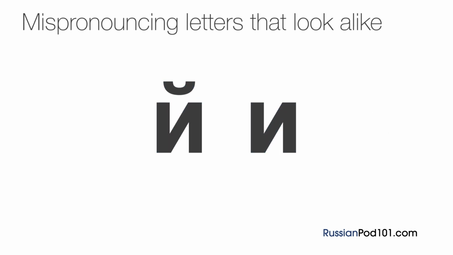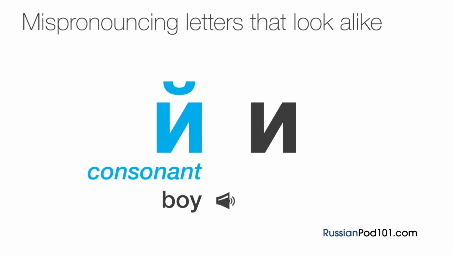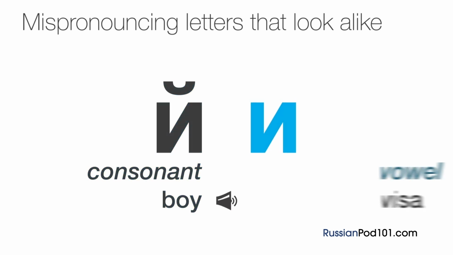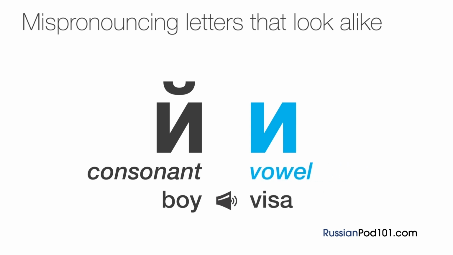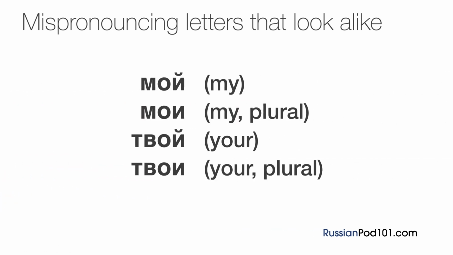Й, И. Many letters in Russian look very similar, and this can be a difficult problem for new learners. This is particularly true for these two letters. Й is a consonant, and it sounds like the Y sound in boy. И is actually a vowel, even though it looks very similar to the previous letter. It sounds like the I sound in visa. Consider the following examples.